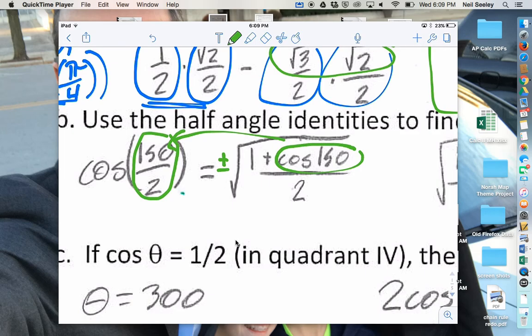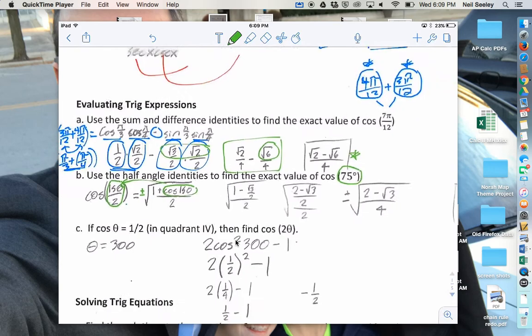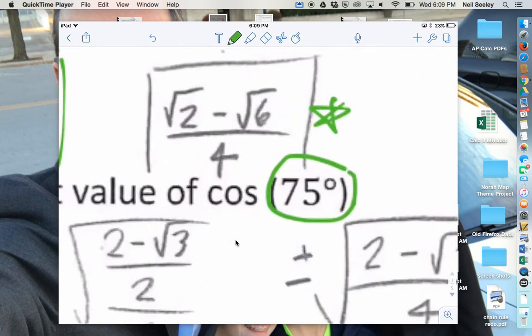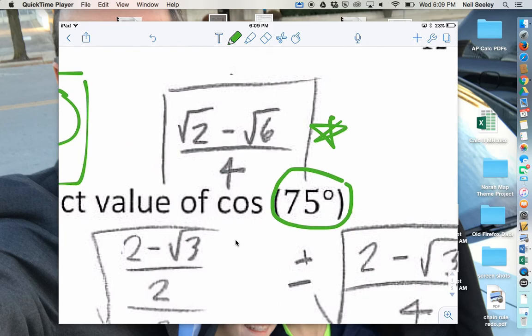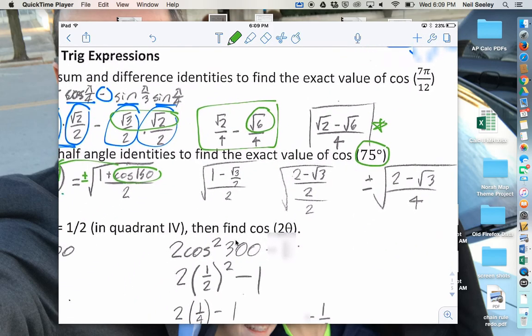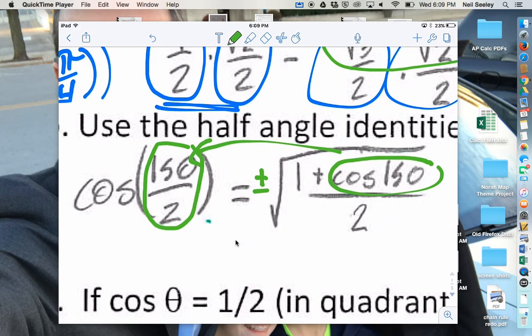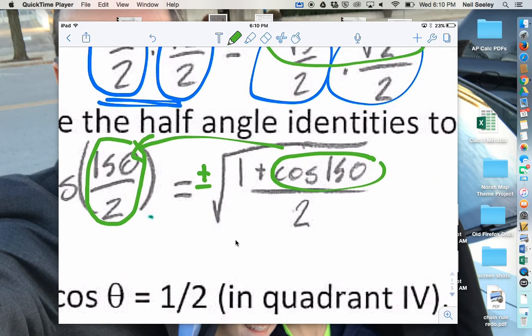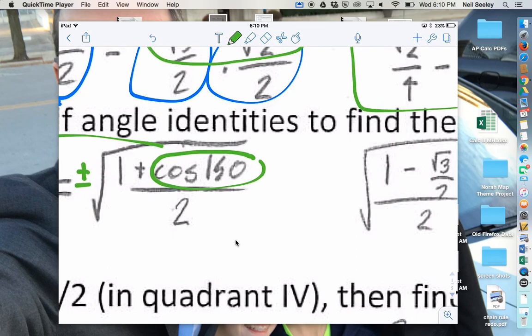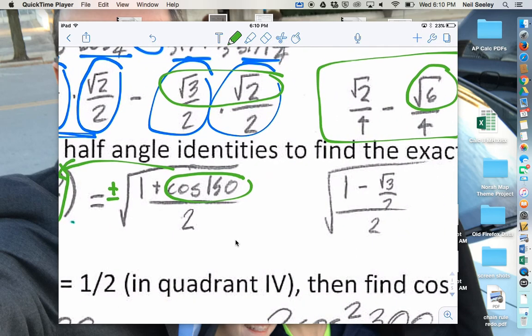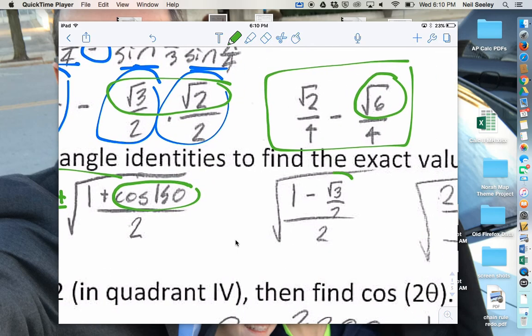If that were 75 over 2, there's two problems with that. One, 75 over 2 is not the same as what we're starting with. We are to find the value of cosine of 75, not some other value. So we want to make sure whatever's after this cosine has to still be equal to 75. 150 over 2, yeah, it's still 75. And then in the identity, what helps us is that we're taking the cosine of 150, a known value. And so if I go over here, the cosine of 150 is the x-coordinate at 150 degrees, which is negative square root of 3 over 2. Okay, so you see that right here.